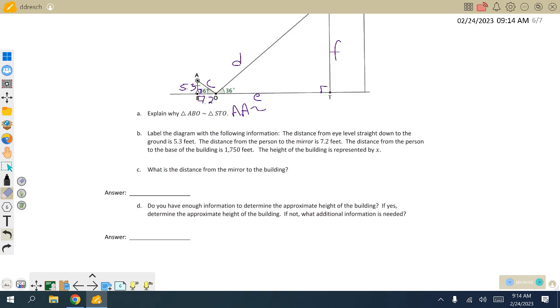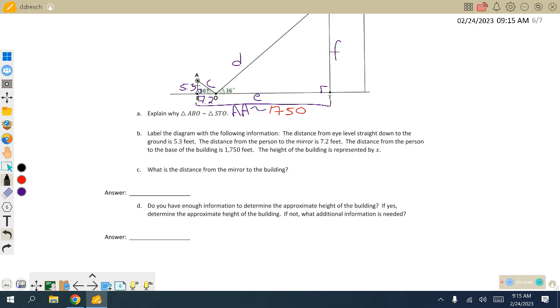All right. The distance from the person to the base of the building. Where's that going? Almost E. Actually, it's a combination of E and the 7.2. Because what does it say? The distance from where the person is to where the base of the building is. So we need to say that is 1750 right there. It's the whole length.